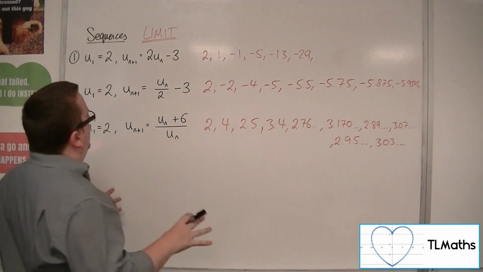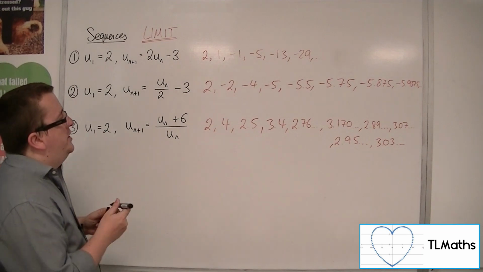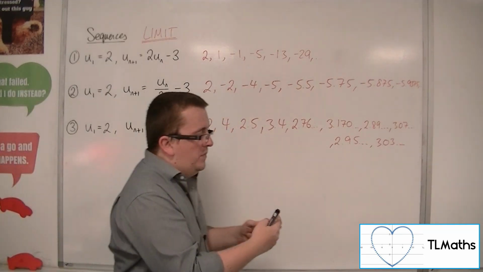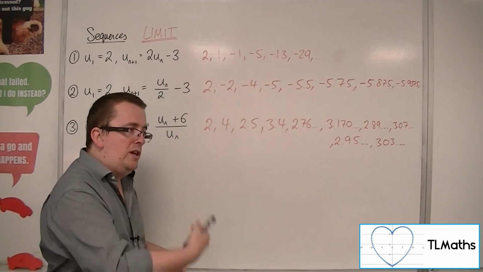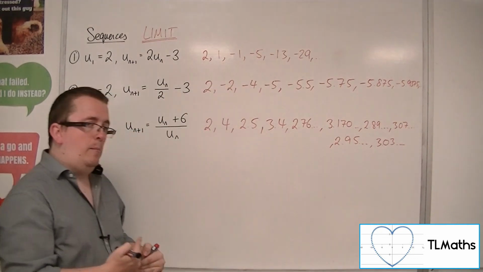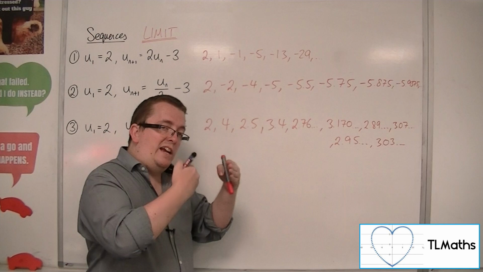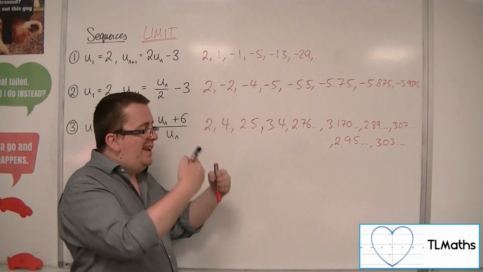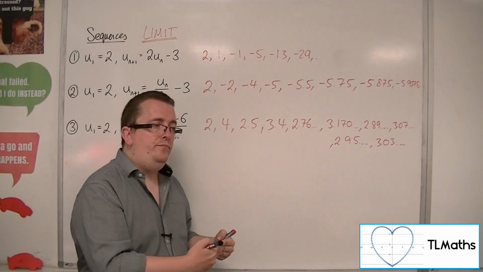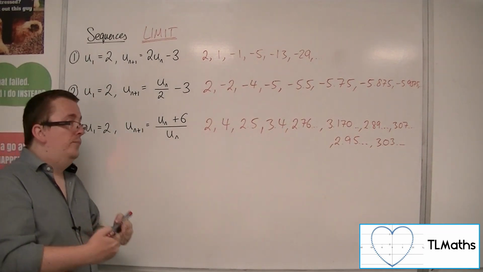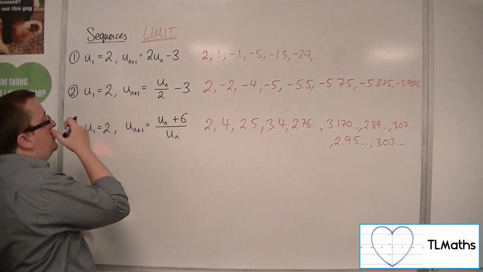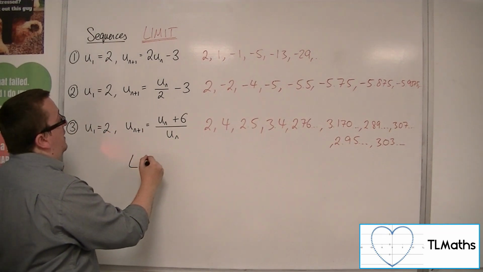So, number two. The idea is that as you go further along this sequence, the number you're putting in is getting closer and closer and closer to the number you're getting out. And the further you go along this sequence, these two numbers, un and un plus 1, get closer and closer and closer together. So let's imagine that they are the same value. They've got so close together, they are the same. And we're going to call that L. Okay, L for limit. So both the previous term and the next term have got so close together that they are the same.